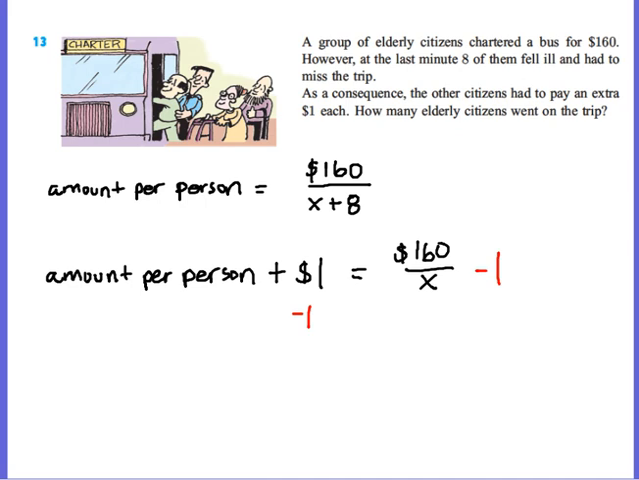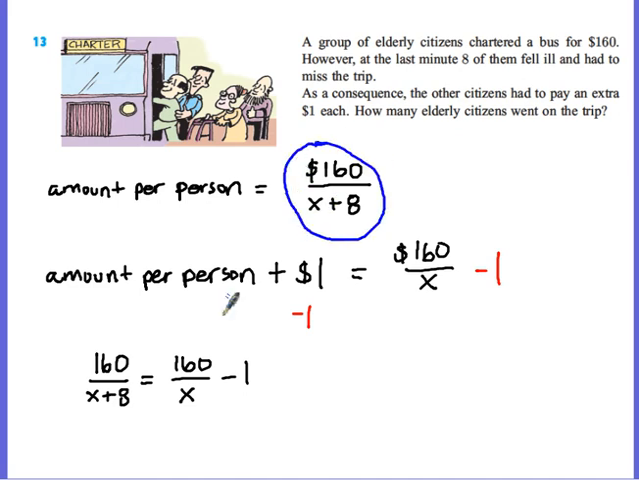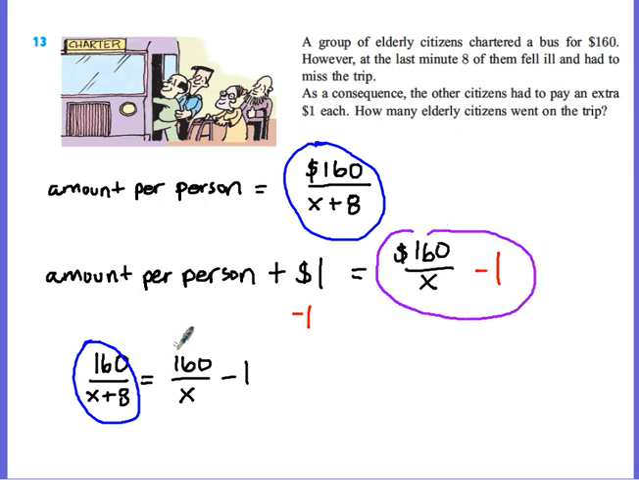What I can do is subtract 1 from both sides of the second equation, and then the left-hand side of each of the equations are identical. It's both amount per person. So I can set an equation here that basically says, let me highlight some things here. This amount right here is equal to this amount right there. So I'm just equating those two values because they're both equal to amount per person.